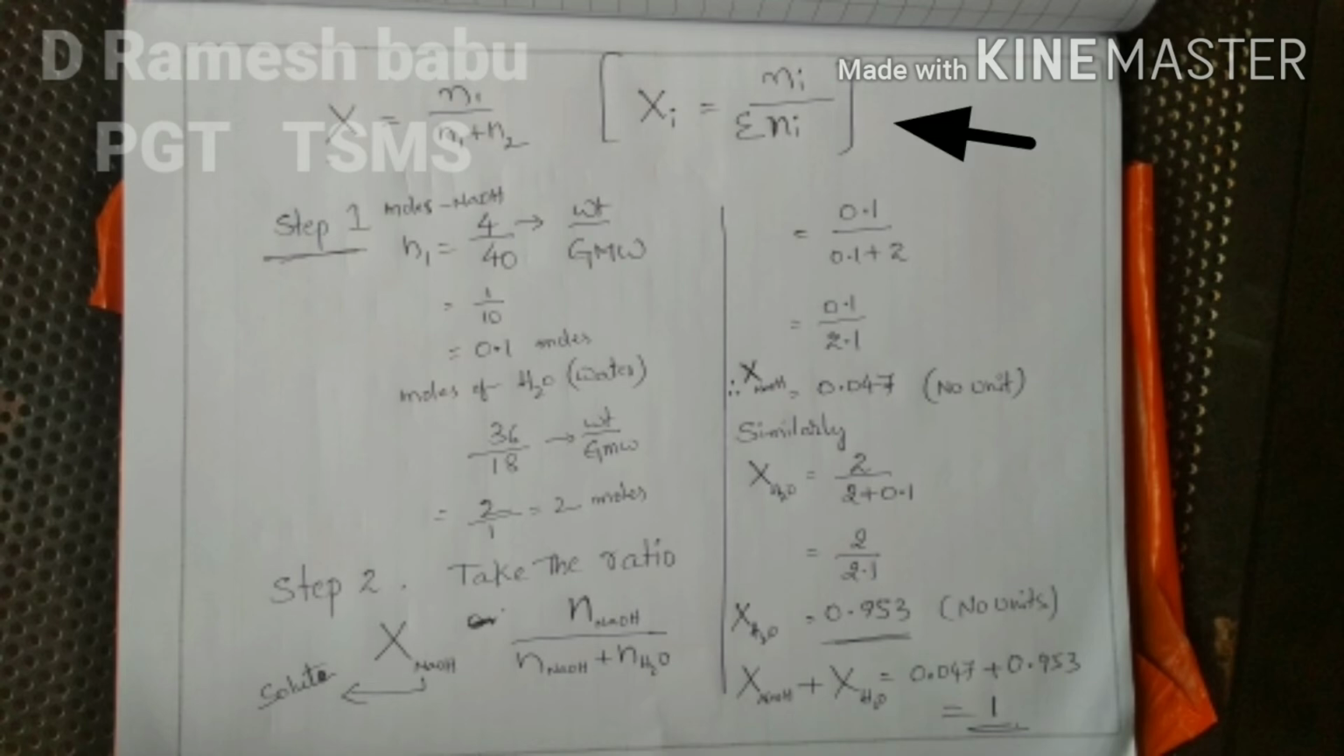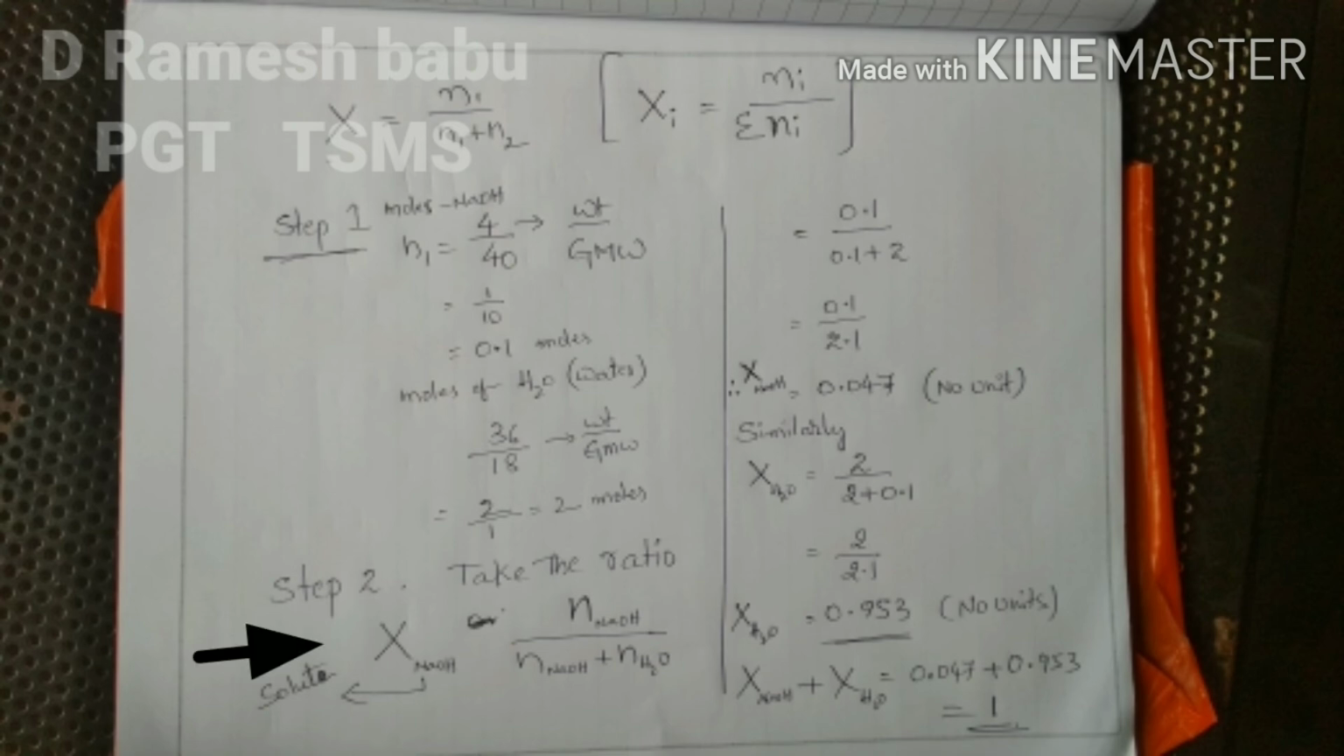As you know, the molecular weights were already learned at school level and even in your first year. Moles of NaOH, sodium hydroxide, is weight by molecular weight. You substitute 4 by 40, you will get 1 by 10, that is 0.1. Then after that, moles of water. This is also in the first step. After solving, you will get 2 moles. Then in step 2, take their ratios. Those are 0.1 moles and 2 moles, the number of moles of the individual components.